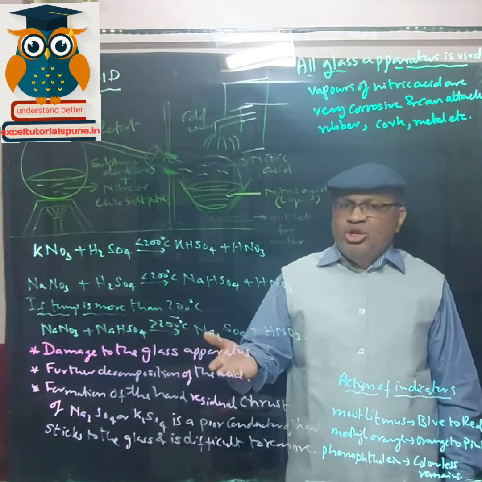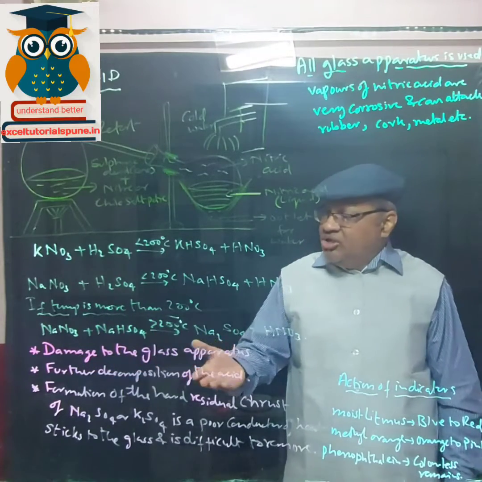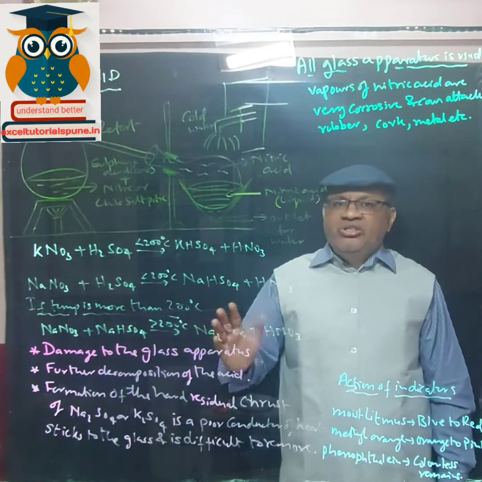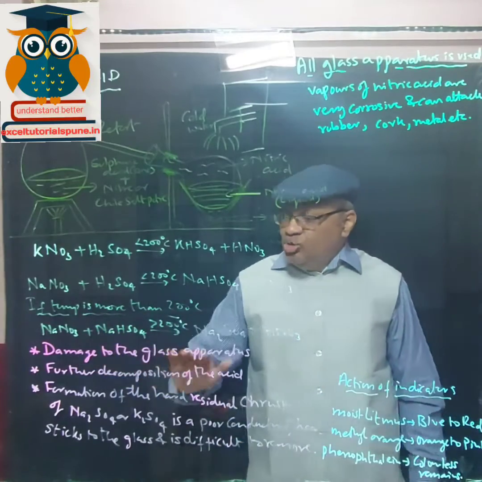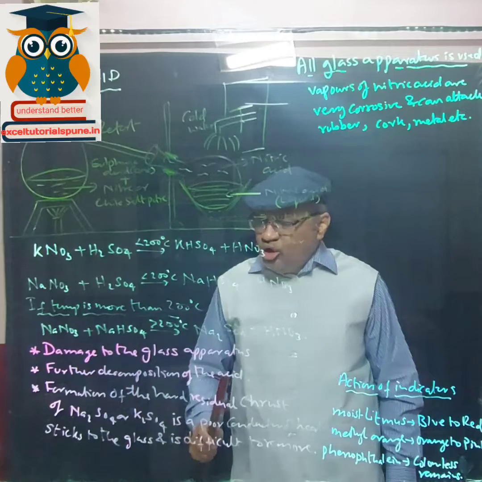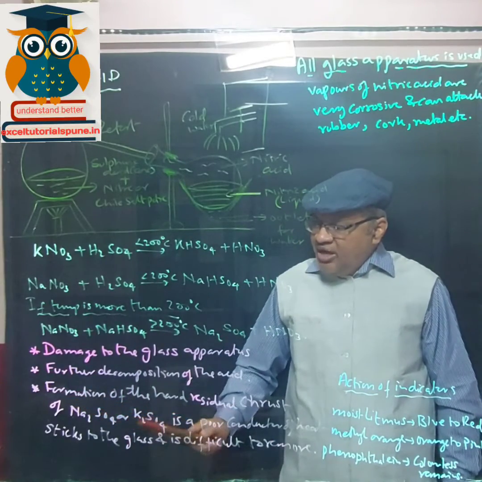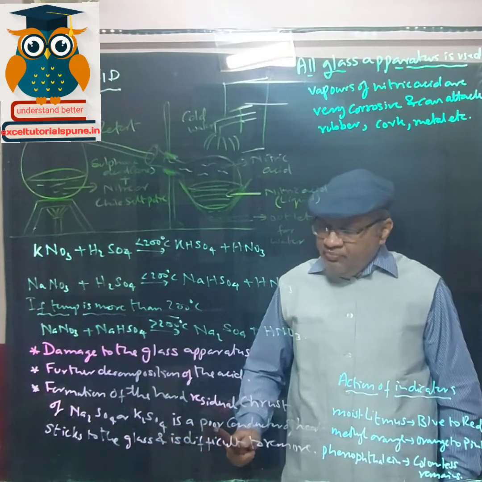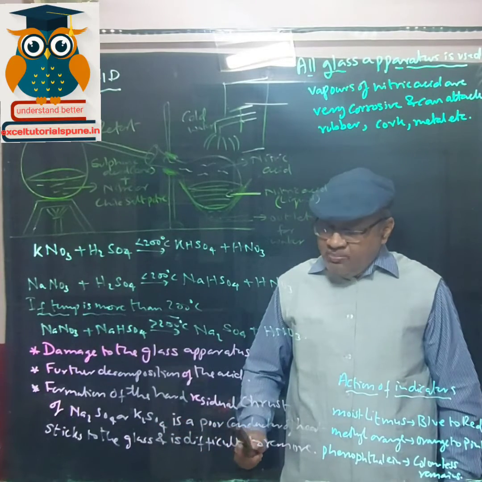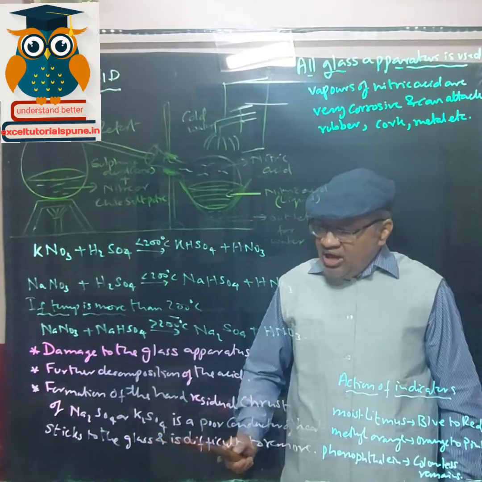Then further decomposition of the acid takes place if it is a high temperature. Then glass apparatus may get damaged. Okay, so damage to the glass apparatus, further decomposition of the acid, formation of the hard residual crust of sodium sulfate and or potassium sulfate. As potassium sulfate is a poor conductor of heat, it sticks to the glass and is difficult to remove.